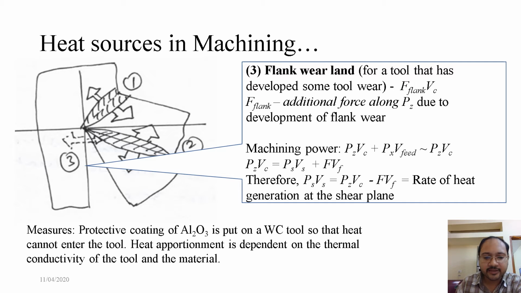So what measures can we take to protect the tool from heat penetrating into it? A protective coating of alumina is put on a tungsten carbide tool so that heat cannot enter the tool, as the alumina acts as a thermal insulator. So heat apportionment is dependent on the thermal conductivity of the tool and the material.